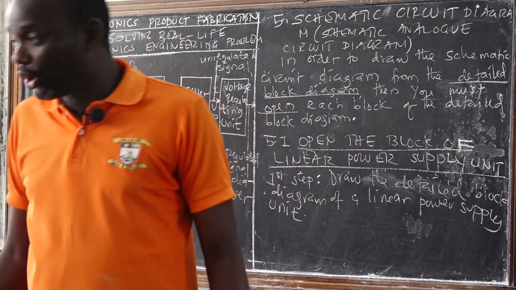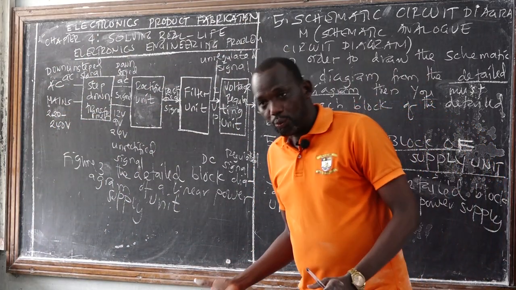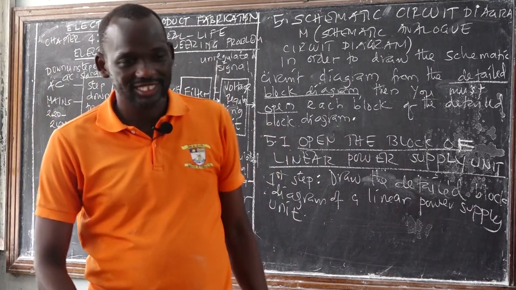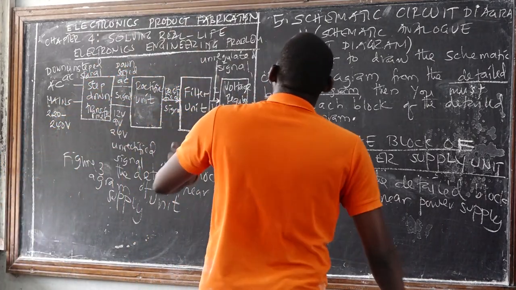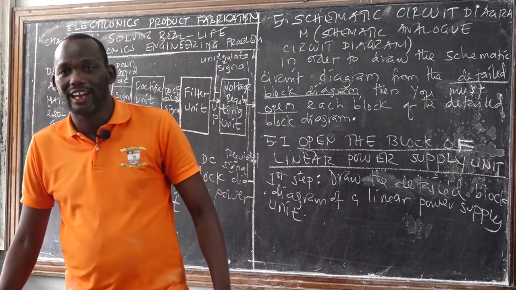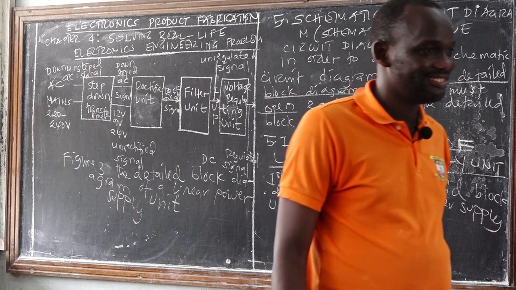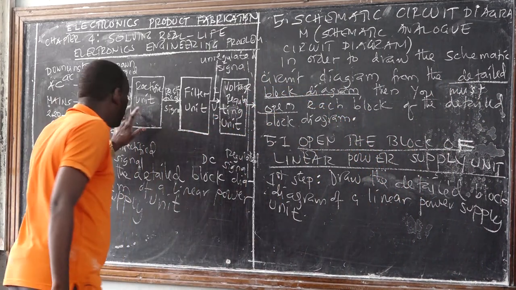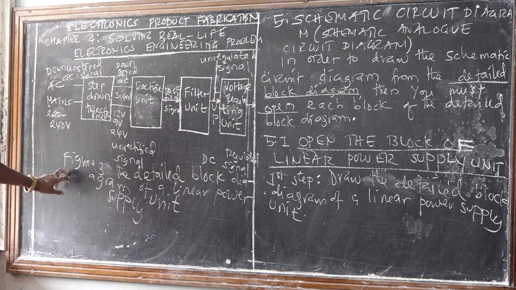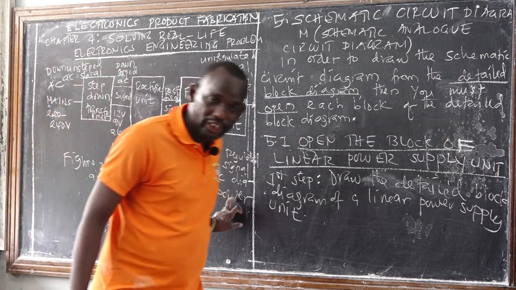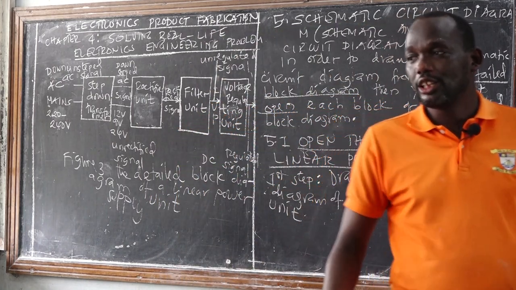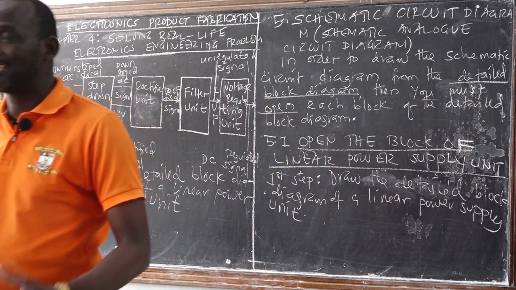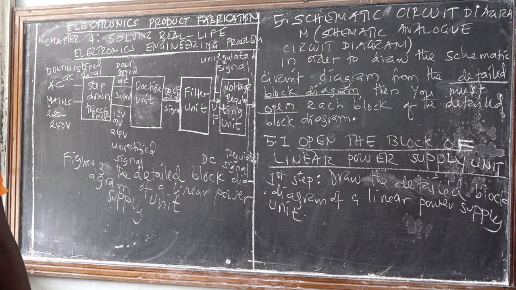Are we together? So if we redraw now our detailed block diagram of an audio amplifier, we will not have four blocks. How many blocks are we going to have? Seven. We will have 1, 2, 3, 4: microphone, audio amplifier, speaker. But remember that previously we had only four. So you see, the business of design is simple.